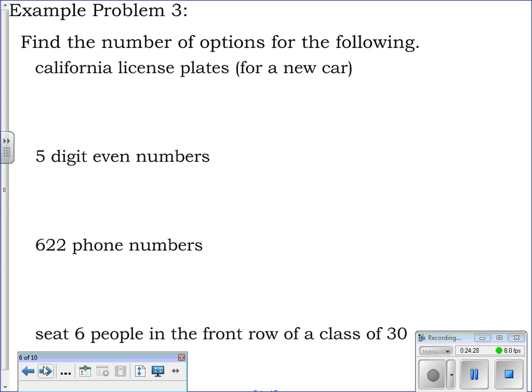There are also other restrictions. I looked it up just because I was kind of curious if there were any restrictions. The restrictions are that I, O, and Q are not in the first or third position. They can be anywhere else, but not the first or third position in a license plate. So your license plate will not start with an I or an O or a Q. Because that's the rules they have.